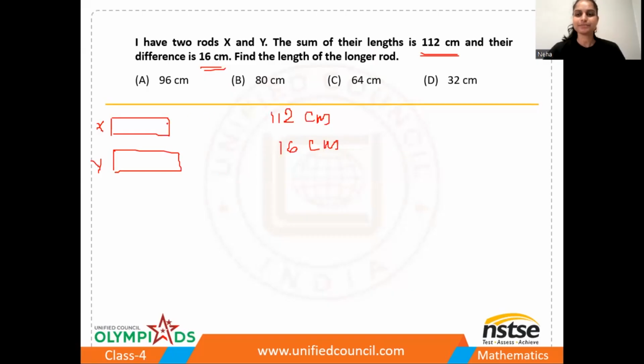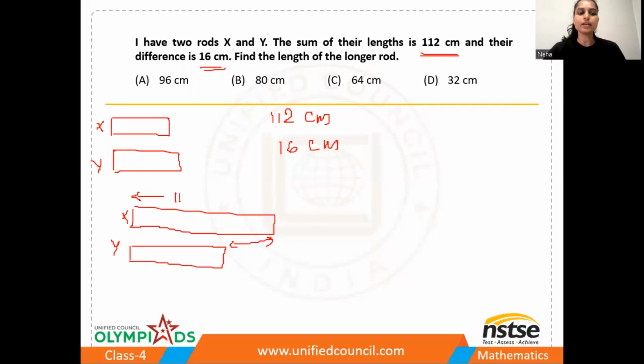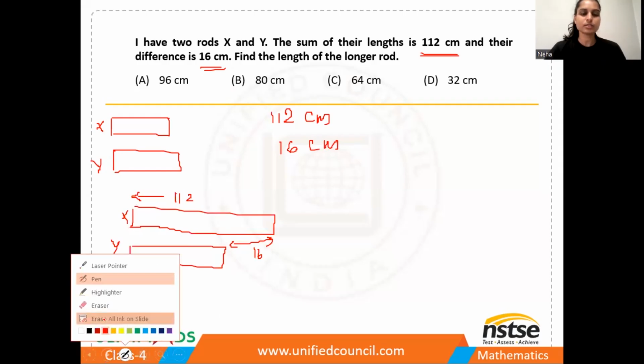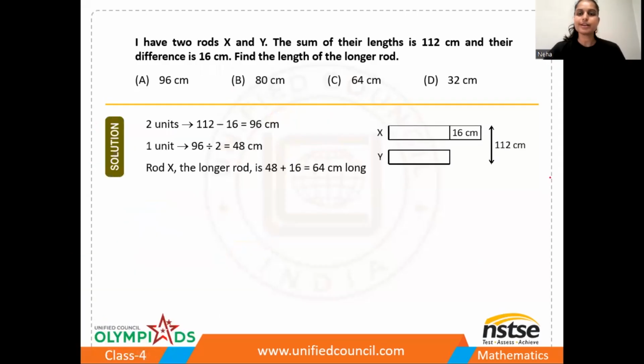So for this, let's suppose x is longer than y. Okay, this is x and this is y. Basically, the complete length, this plus this, is 112, but the difference is 16. So this is 16, right? Okay, all right. Now let me show you the solution for this, with the correct diagram for better understanding.